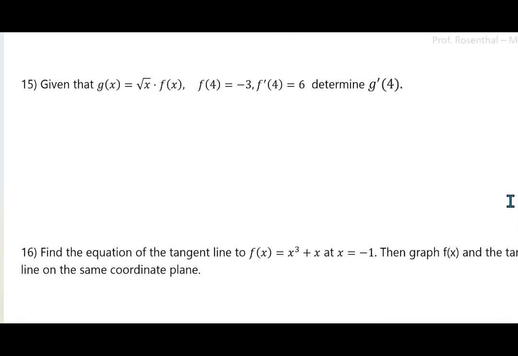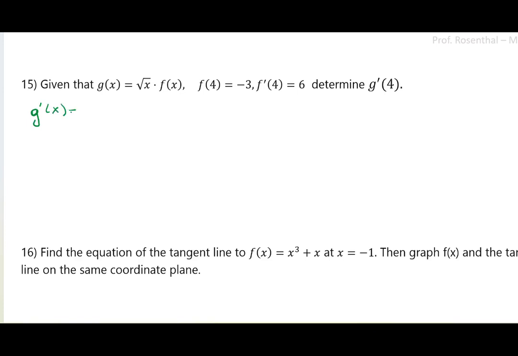So let's take a look at number 15. So again, we've done something like this. This will be a great example for you to try and then come back to check your answers. We want to know g prime of 4. By now you know the drill, right? What is the first thing you would have to find? g prime of x, right? So exactly. So let's find g prime of x.